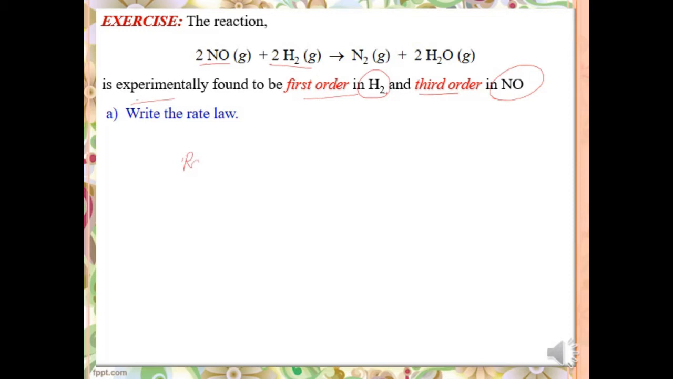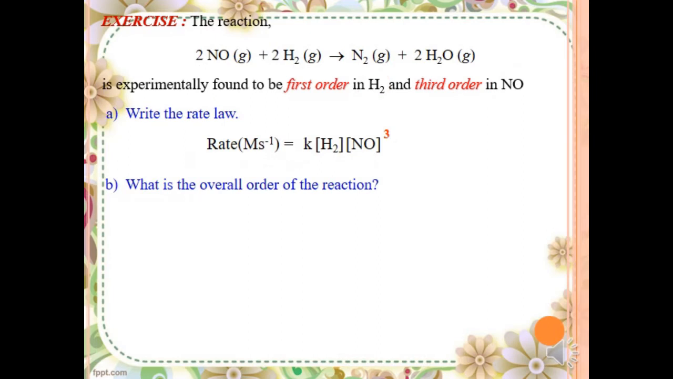So rate is K, concentration of nitrogen oxide and also hydrogen. First order in hydrogen, third order in nitrogen oxide. So this is the right rate law. Now let's look at the answer.